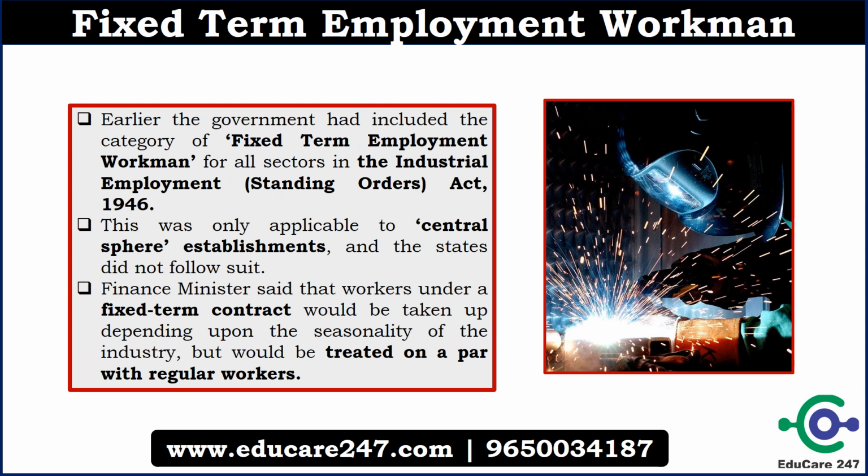Let us see fixed term employment workman. Earlier, the government had included the category of fixed term employment workman for all sectors in the Industrial Employment Standing Orders Act 1946. In this act, fixed term employment was there, but it was only applicable to central government spheres. Only the central government followed this. No state government took the cue from this and didn't implement it in their state. But now fixed term contract workers will be treated as regular workers, and states will also implement it through the industrial code. So this is a very important point.